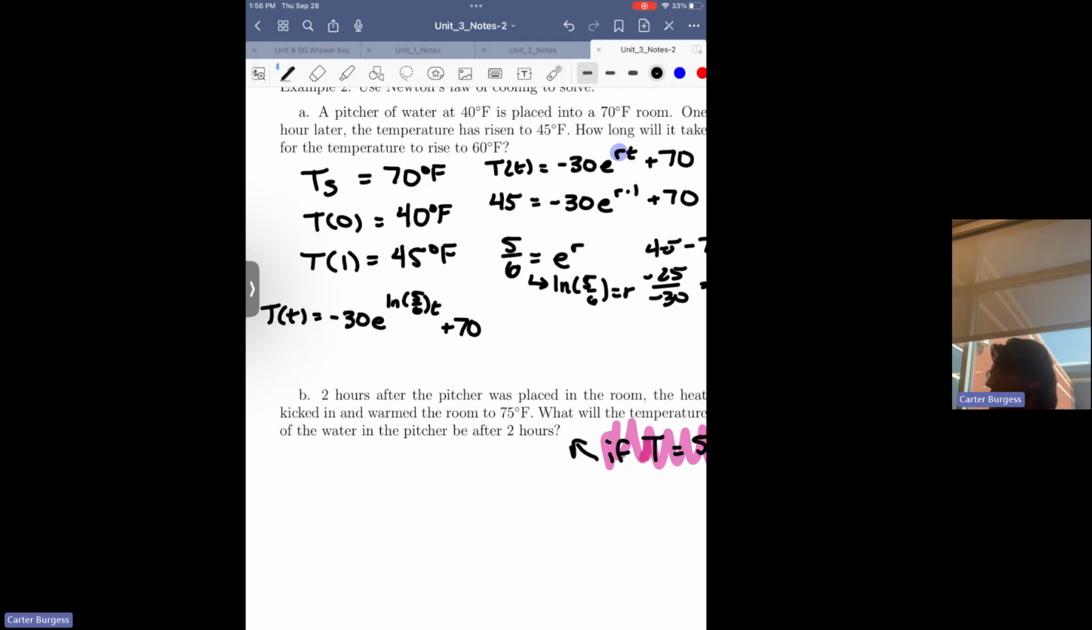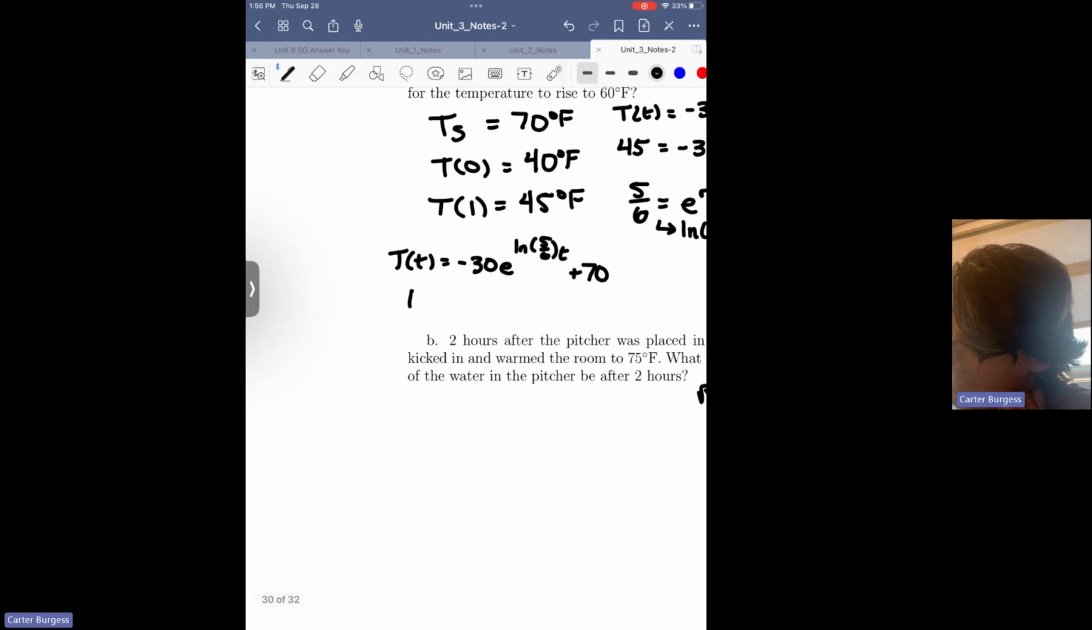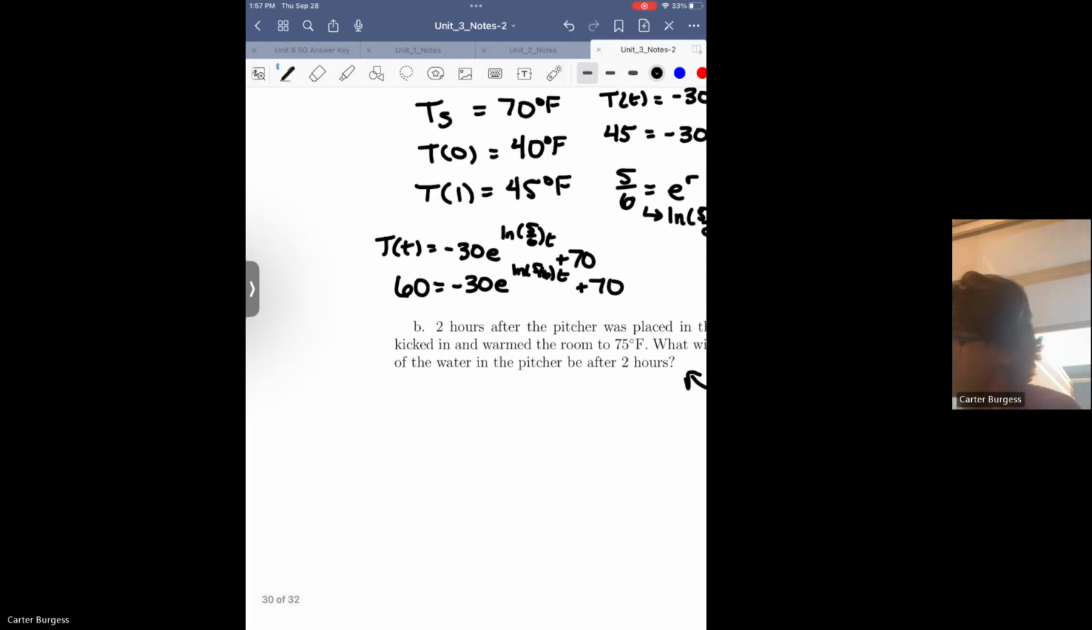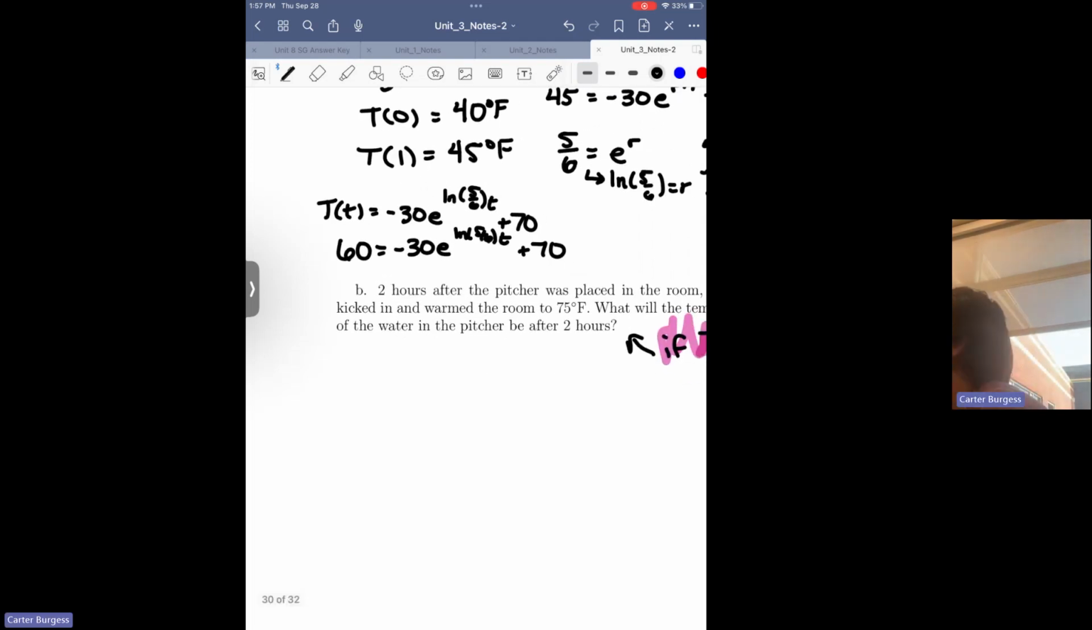So plugging in 60 into big T. Instead of T of t, I'm going to write 60 is equal to negative 30 e to the ln of 5 over 6 times t, plus 70. We're still trying to solve for something in the exponent here. Before, we were solving for r. Now we're solving for t. So before we knew t and tried to solve for r, now we know r and are trying to solve for t.